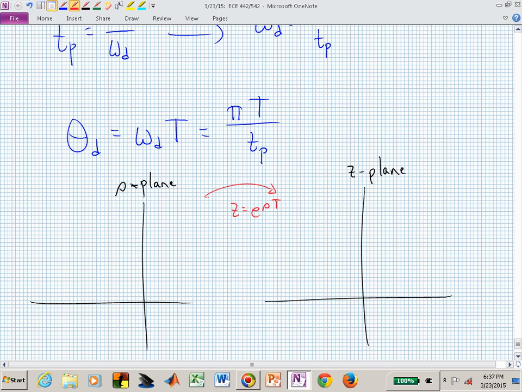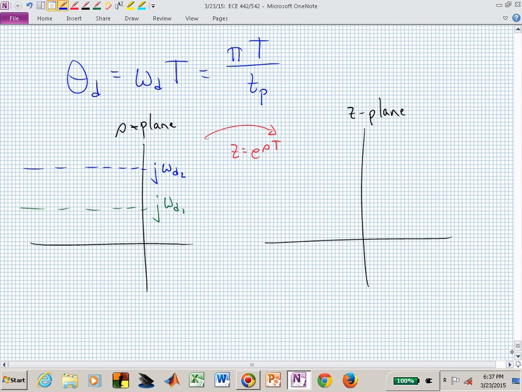Z is equal to e to the st, where we might have this j omega sub d1, and we might have another horizontal line, j omega sub d2. Which gives us a shorter time to peak, omega sub d1 or omega sub d2? We need a bigger imaginary component to give us a quicker or a faster response.